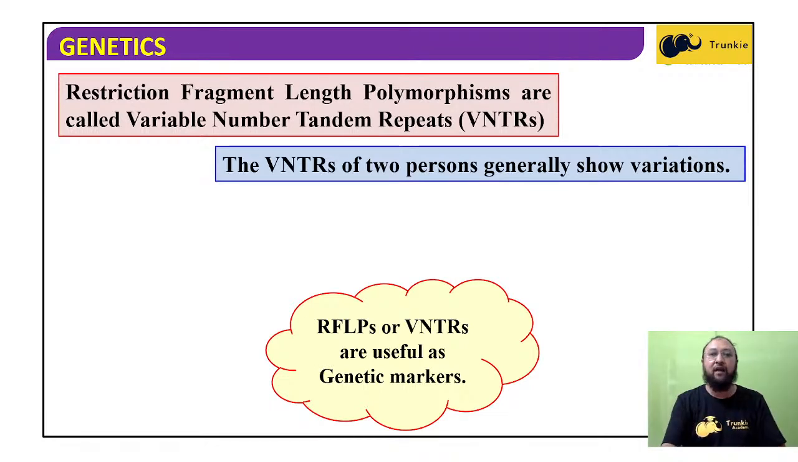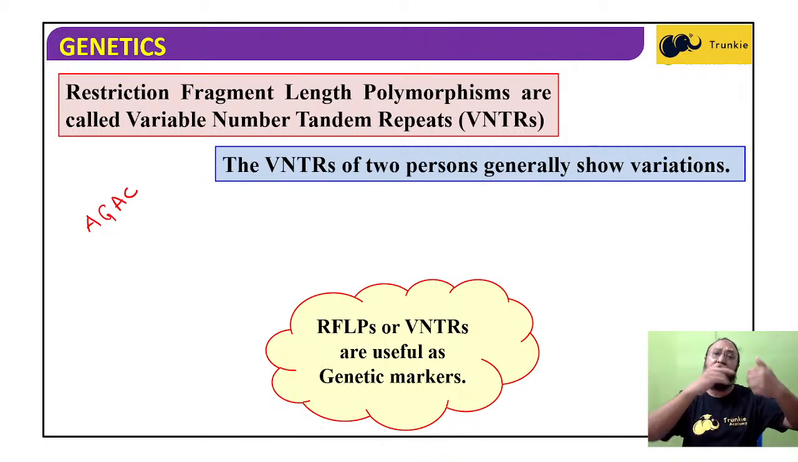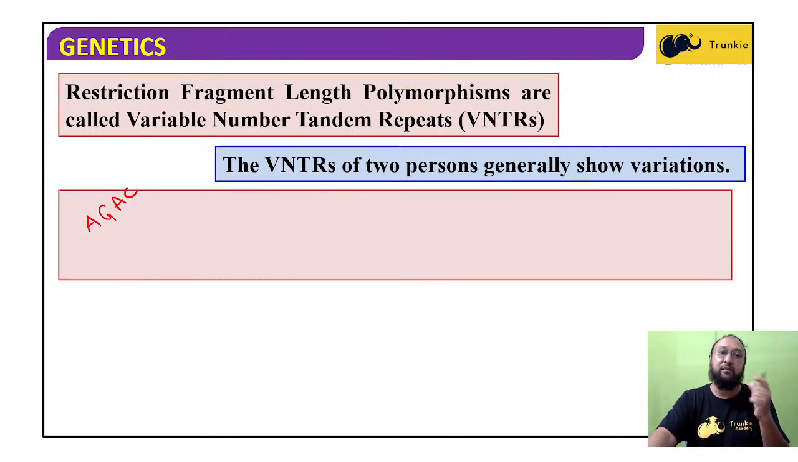For example, there is an example of a DNA sequence: A, G, A, C. This will keep on repeating, in what sequence and with how much frequency it is repeating. So that is the VNTR or RFLP. Polymorphism means different forms in different persons.